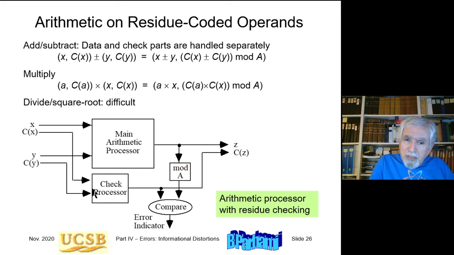So the check processor is only 4 bits wide. It's much simpler than the main arithmetic processor. So that's the attractiveness of this kind of encoding, because redundancy is much less than 100%. When you compare it to duplication, this is much better. So the checking is done by computing the result, forming its mod A residue, and comparing with the output of this check processor to see if there's any error. If there's no error, then this is the output. Otherwise, you just don't use that output.